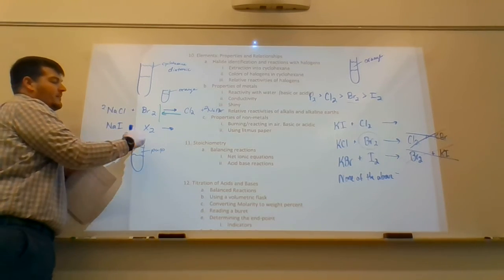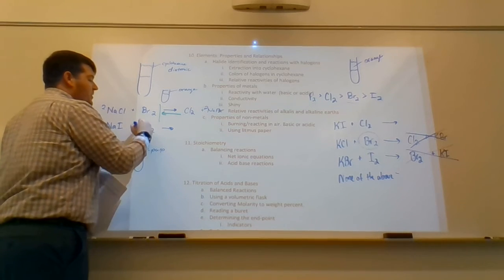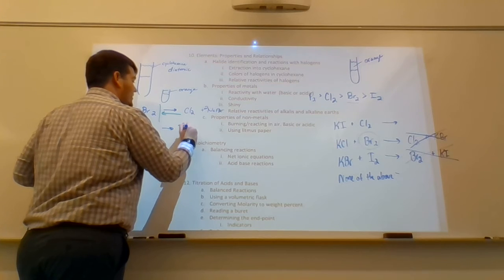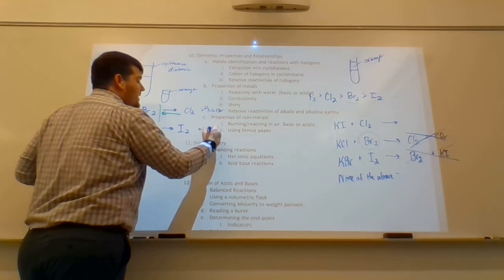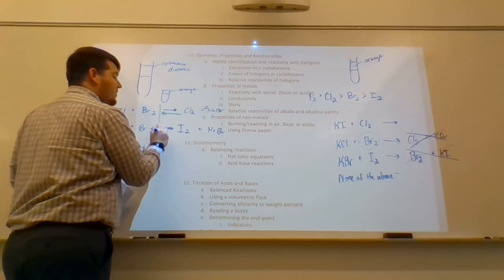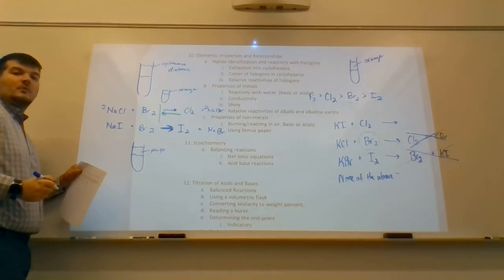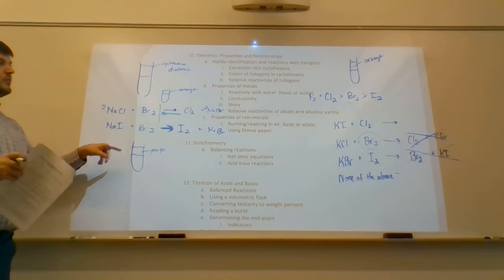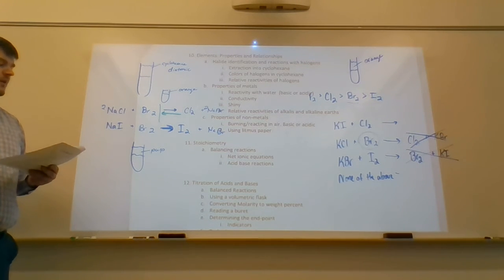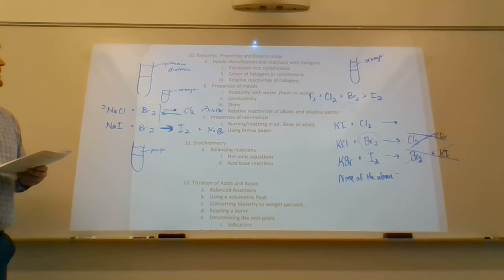Now down here, is bromine stronger according to our trend? Yes, bromine is stronger than I2. So here we actually would expect the reaction to go forward. Okay? So that's why we get purple and orange. Do you understand the question now? Okay, let's look at the next part.